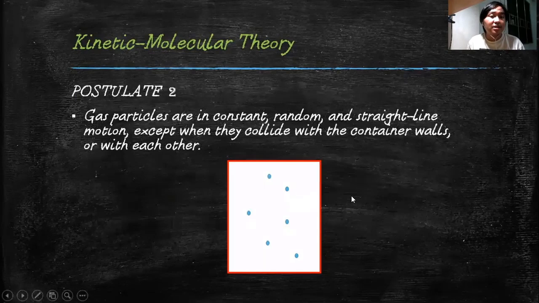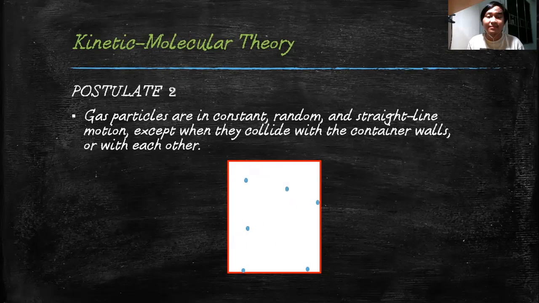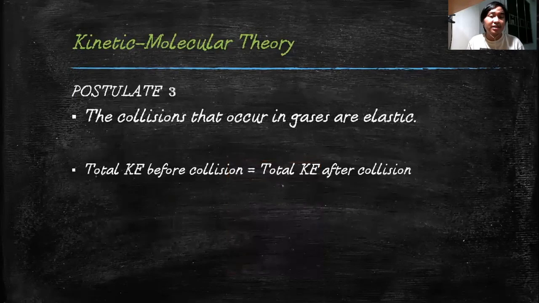The second postulate states that gas particles are in constant, random, and straight-line motion, except when they collide with the container walls or with each other. The third postulate states that the collisions that occur in gases are elastic. By elastic, we mean that the total kinetic energy before and after collision will remain constant, thus conserved.